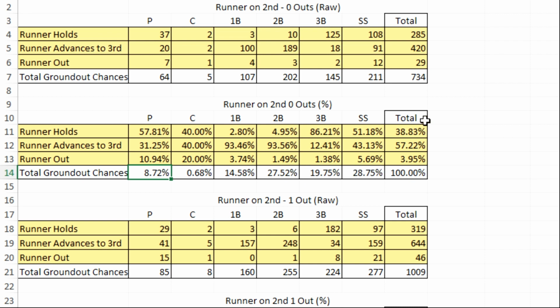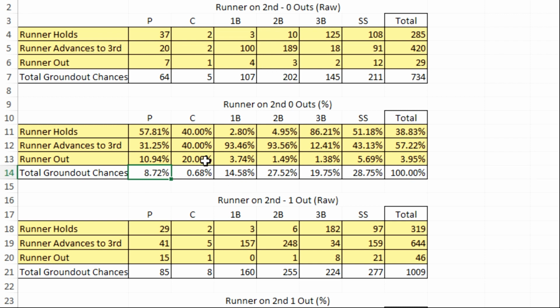But what I really wanted to know is 3 different outcomes. Did the runner on second hold up at second and not advance to third on the ground ball out? Did the runner on second advance to third on a ground out? Or did the runner on second get thrown out trying to advance, and the batter ended up being safe, usually in those cases? So there's no double play ground outs to worry about here. We're just looking at the runner on second base.